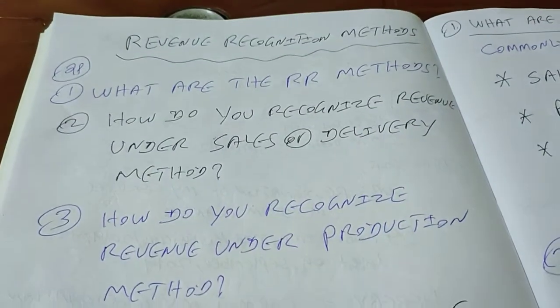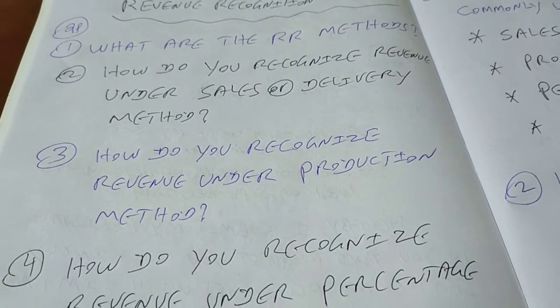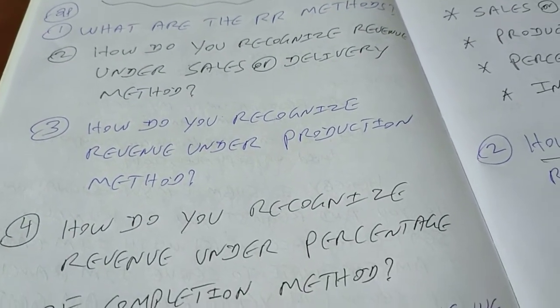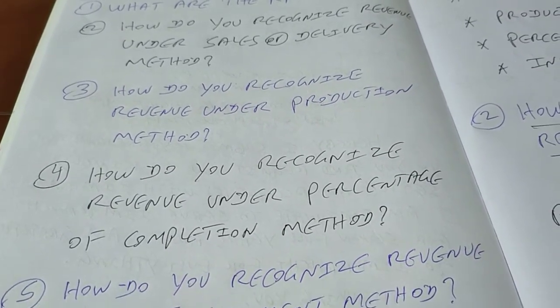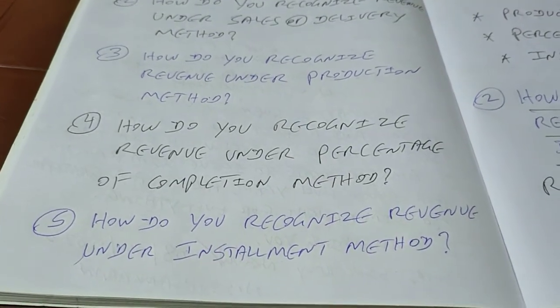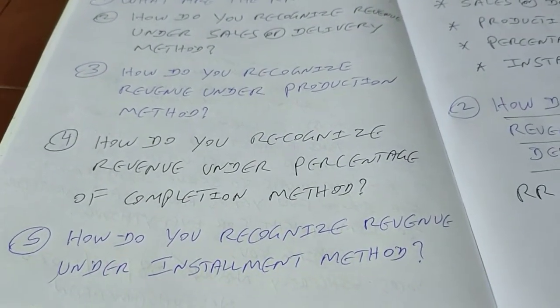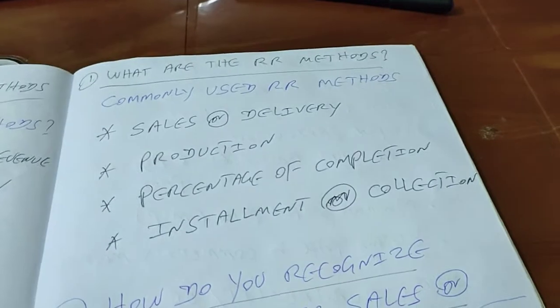Question number 2. How do you recognize revenue under sales or delivery method? Question number 3. How do you recognize revenue under production method? Question number 4. How do you recognize revenue under percentage of completion method? And the last question is about how do you recognize revenue under the installment method? So let's look at the very first question.